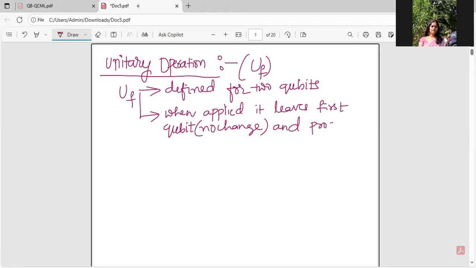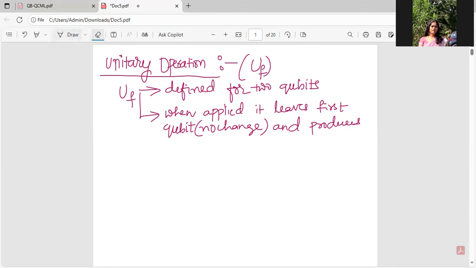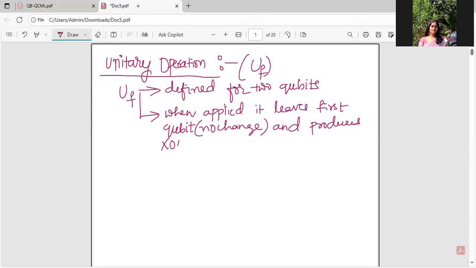And it produces the exclusive OR. XOR we say, we know what exactly XOR is. I use the shortcut XOR. It produces the exclusive OR of the second qubit with the function under consideration.